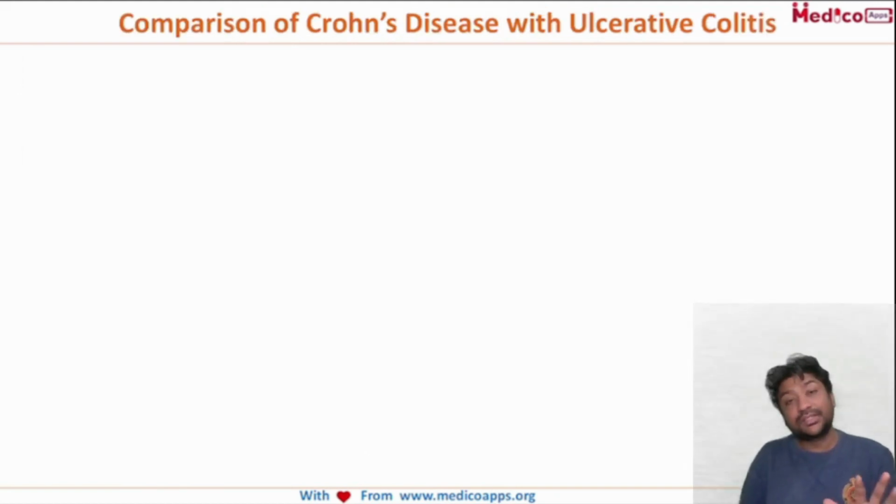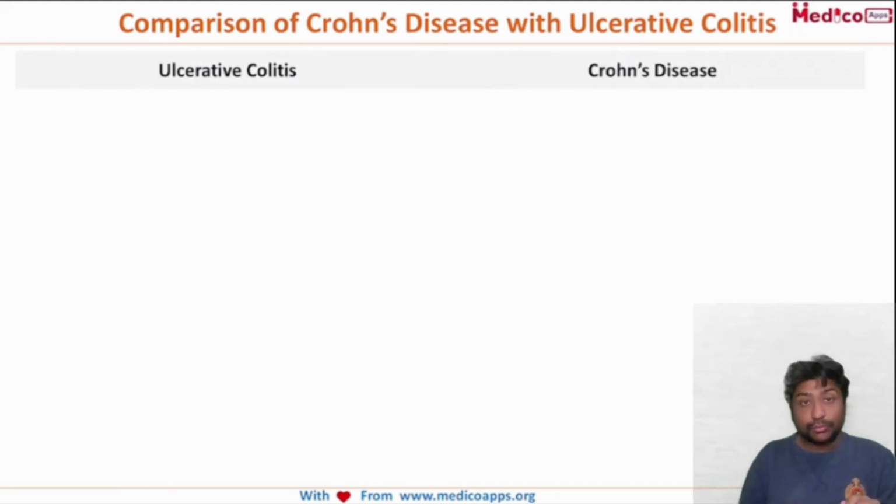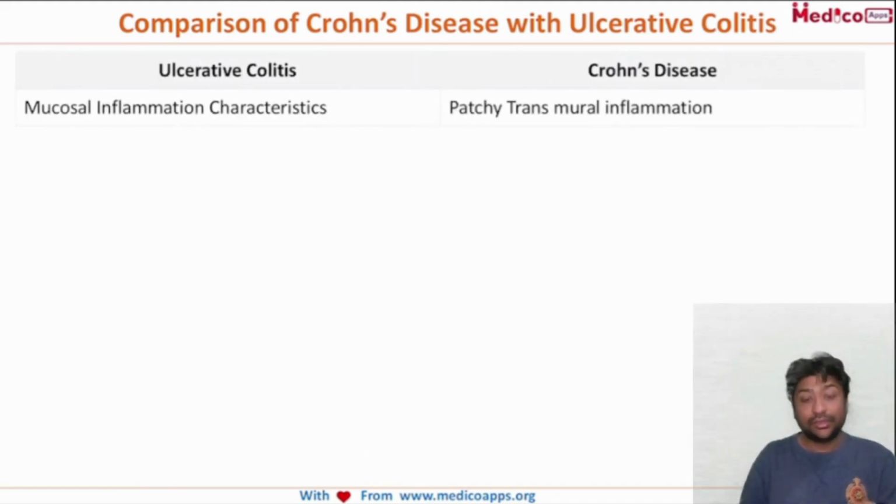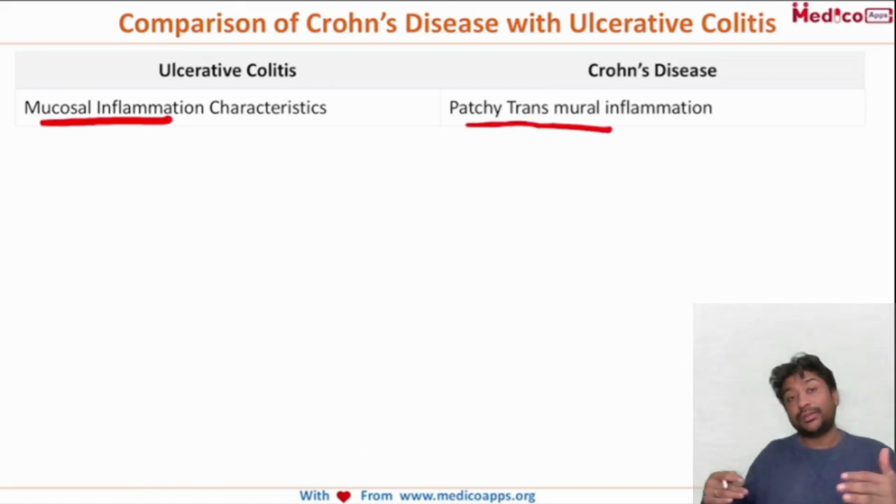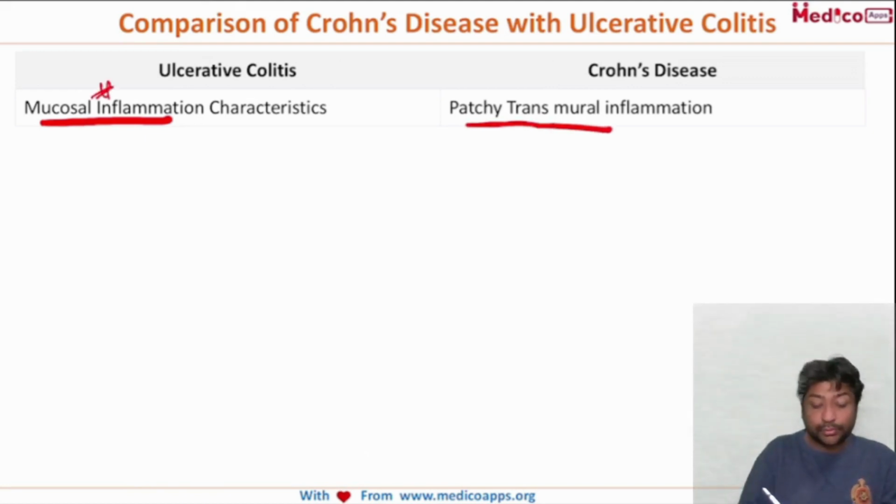Lastly, I will finish this discussion by comparing Crohn's disease with ulcerative colitis. And if you know this slide, probably you will be able to answer most of the questions. So the most important is mucosal inflammation. Here mucosal inflammation is very, very characteristic. But here, patchy transmural inflammation. So here the inflammation is only up to the mucosal layer. Here the transmural inflammation is there.